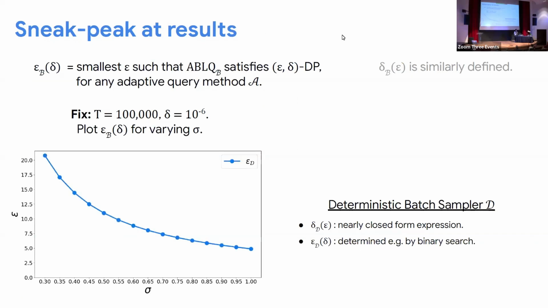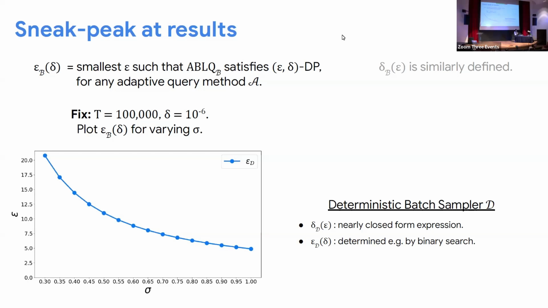Yeah, so I'll give a sneak peek of the results, and there are more details in the paper. But basically, we will consider the epsilon. We define epsilon(b, delta) to be the smallest epsilon such that the ABLQB satisfies (epsilon, delta)-DP. And you can similarly define delta.